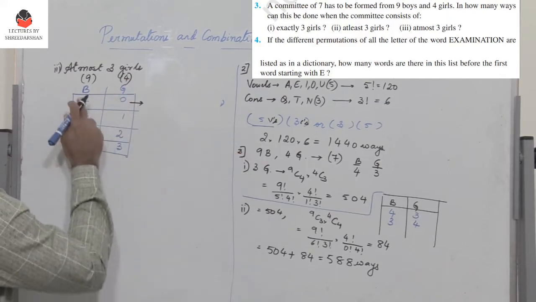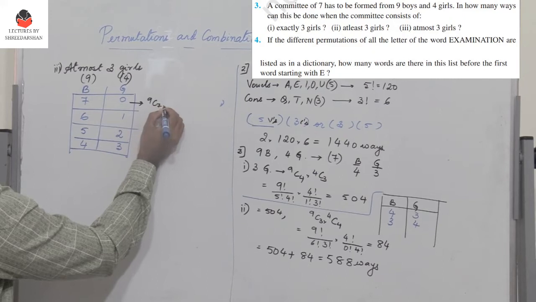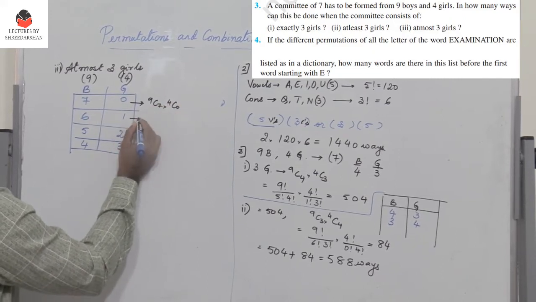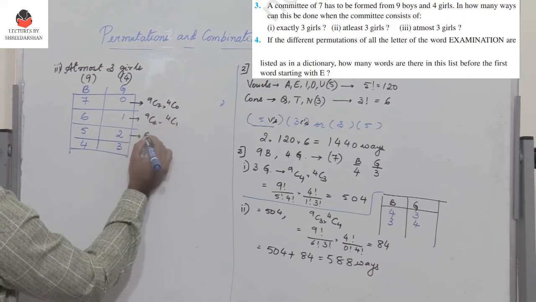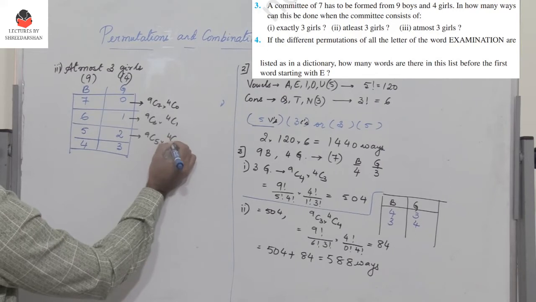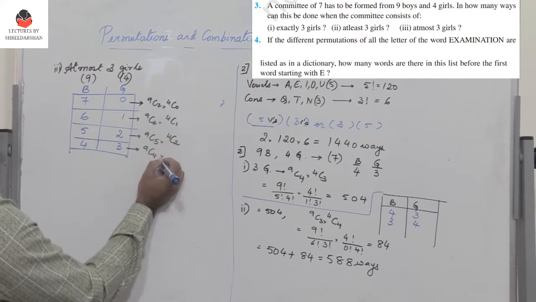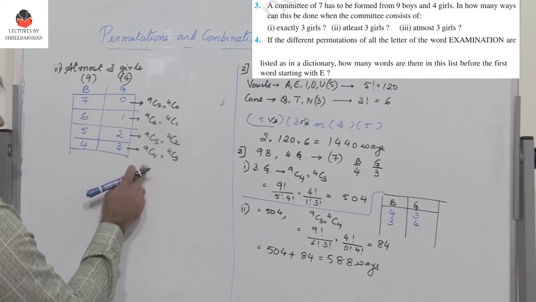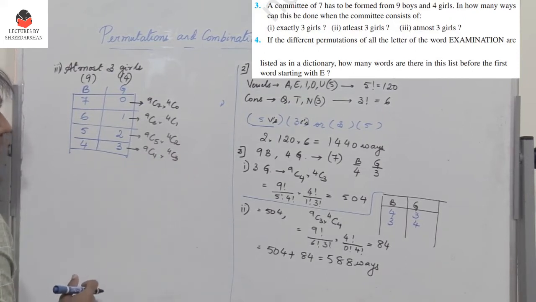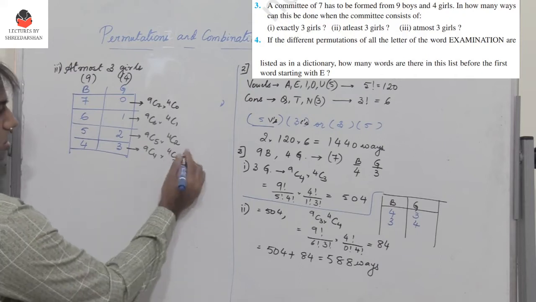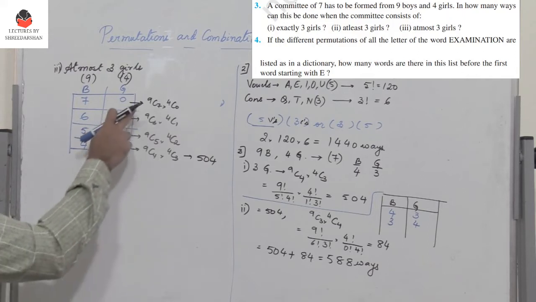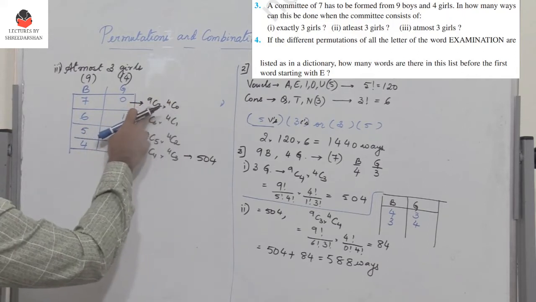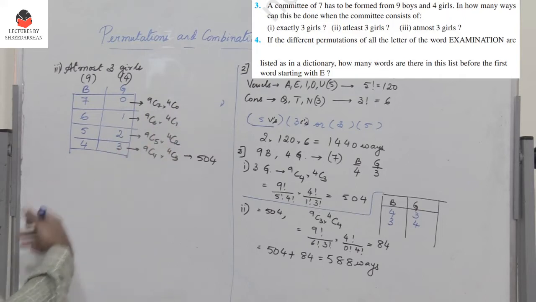So that's given here. So here it's going to be 9C7 into 4C0. Here it's going to be 9C6 into 4C1. Here it's going to be 9C5 into 4C2. 9C4 into 4C3. So 9C4 into 4C3 has already been calculated, which is 504. So let's see what the others are. So of course this is going to be factorial 9 divided by factorial 7 into factorial 2, and so on. So use the formula for combination and calculate.